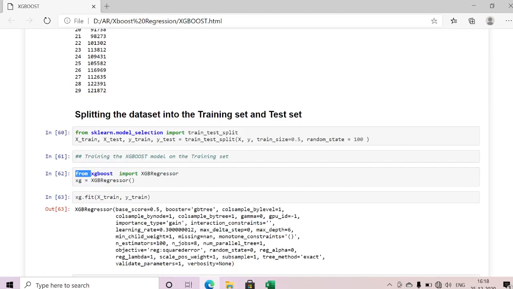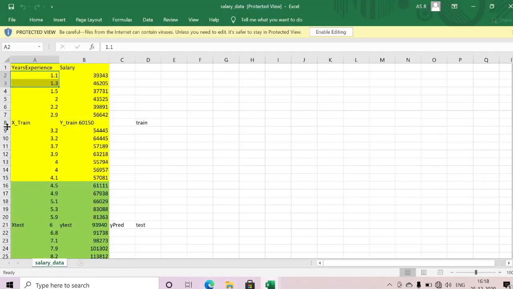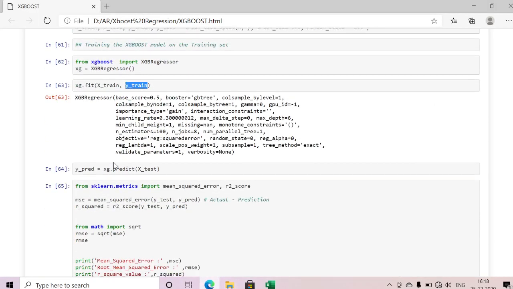Here, from xgboost import XGBRegressor. I want to execute using the XGBoost regressor. Here xg is my object, and I am accessing my class XGBRegressor. Here xg, this is my object, dot fit. I am accessing one of my methods, fit. I am passing the X train and Y train. If I want to train our model, I need to pass X train and Y train to train our model. My model training is done.